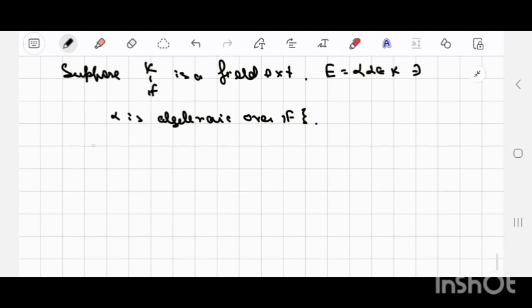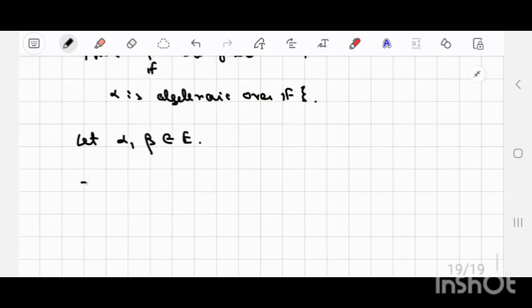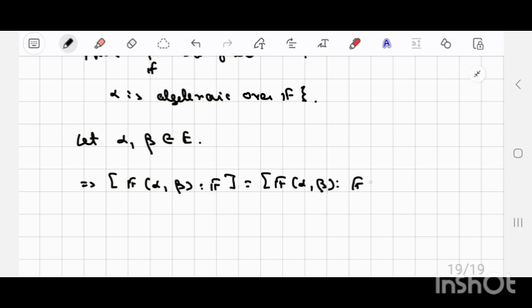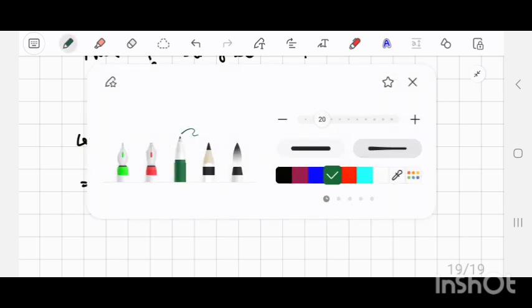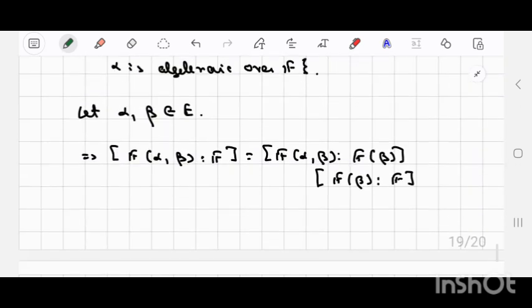So now observe the following. Let alpha and beta be in E. Then what does that mean? That means the extension generated by both alpha and beta over F can be written as F of alpha beta over F beta, multiplied by F of beta over F. Is it clear? This is a very trivial observation: alpha and beta are taken from E, so both of them are algebraic over F.